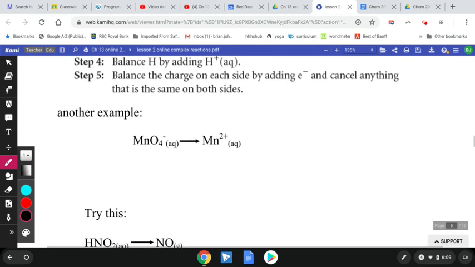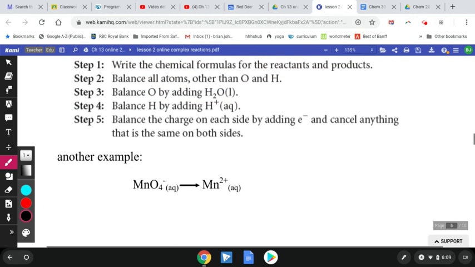Next one, MnO4 minus to Mn2 plus. Let's keep the rules there. If you want to try this on your own, you can pause the video here. If you just want to follow along with me, that's fine too.